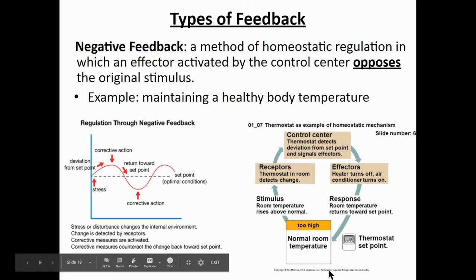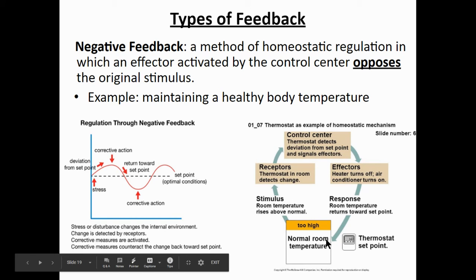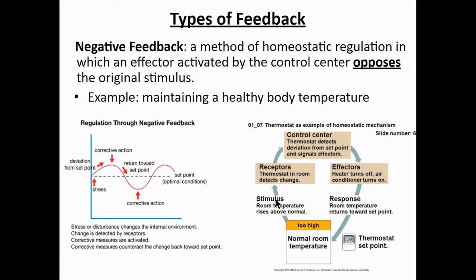So this is an example using a thermostat in your house. Everyone sets their thermostat to a specific temperature. So let's say this is 68 degrees. But then, like in my house, kids are running in and out of the doors, and the window gets opened by accident. And then all of a sudden the temperature of the room is higher than 68 because it's warm outside. So this registers it as high, right? The room temperature rises above normal. Now it's up to 69.